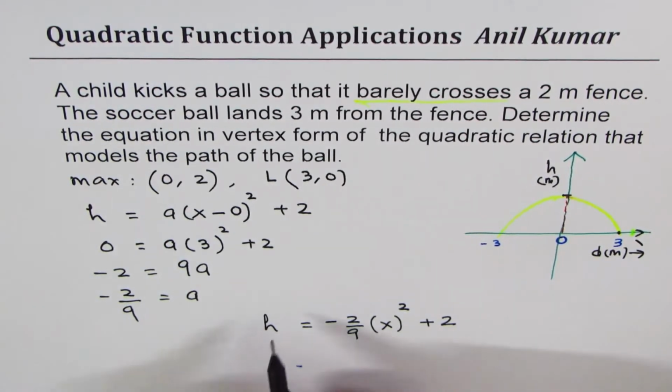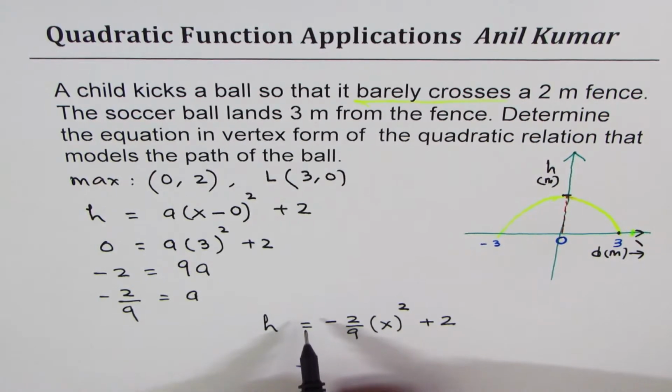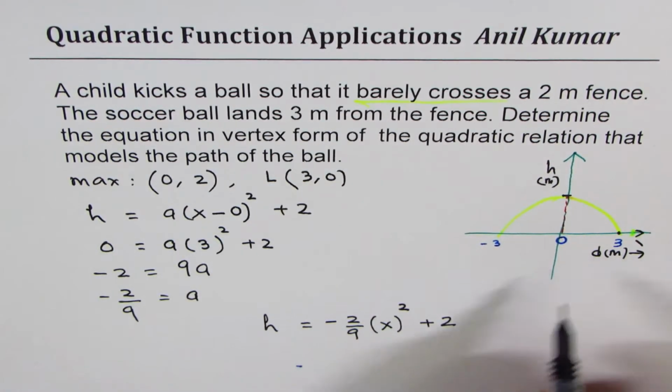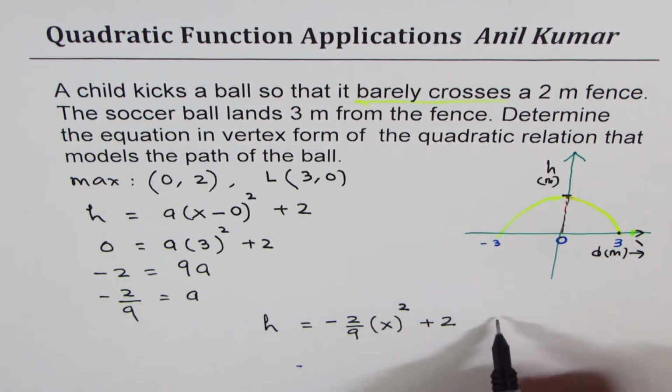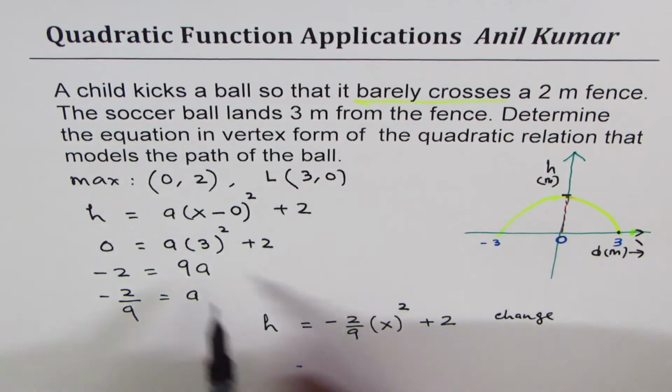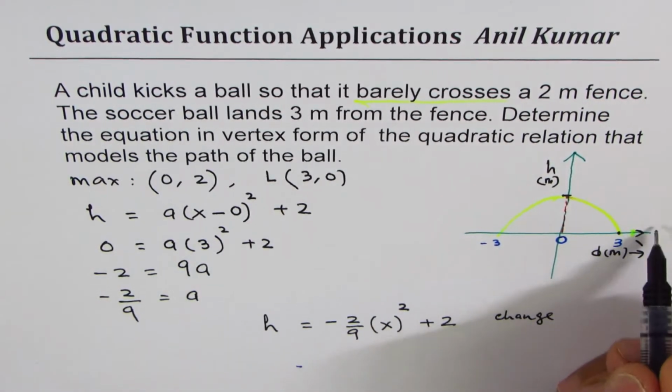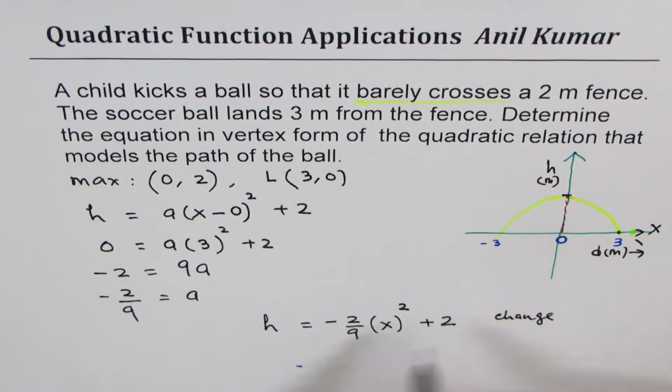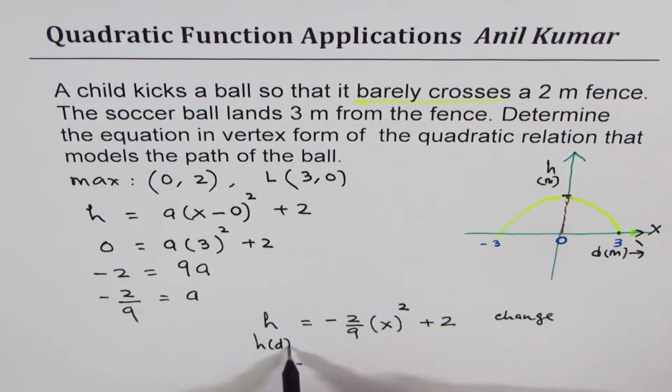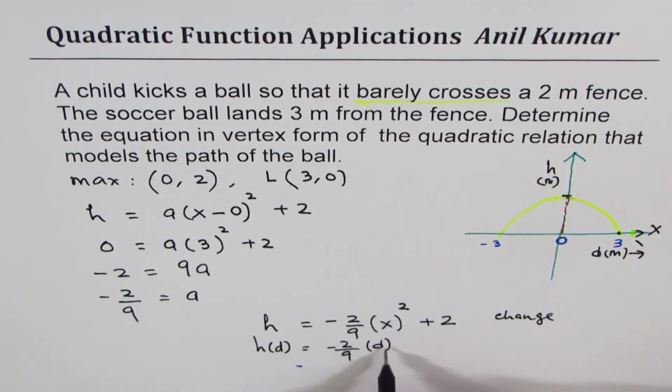Now some of you may notice I wrote x in my calculations, but I used d here. Okay, so let me change this. Sorry for that. In my calculations, I used x for the x-axis, but since we are relating height with distance, strictly speaking, I should write h equals minus 2 over 9 d squared plus 2, right? I hope that is very clear. Where both h and d are in meters, correct?